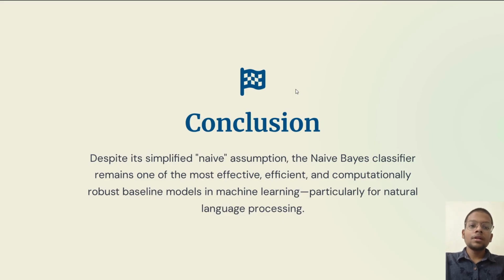So to wrap up, Naive Bayes is a beautifully simple algorithm. Yes, its core assumption is naive, but that's precisely what makes it fast, scalable, and easy to interpret. It remains one of the strongest baseline models in machine learning, especially for NLP tasks. Whenever you are tackling a classification problem, Naive Bayes is always worth trying first before jumping to heavier models.